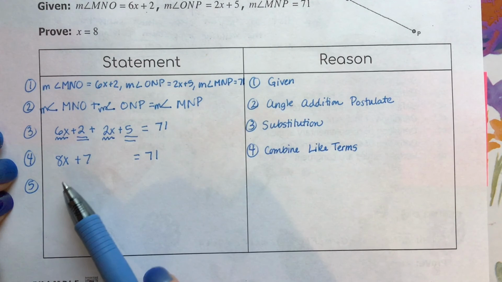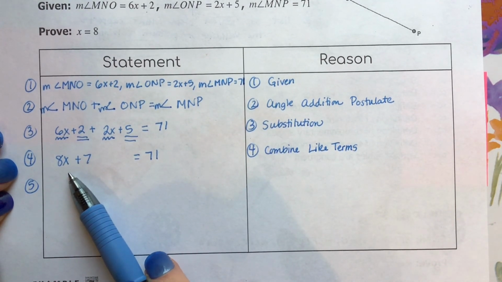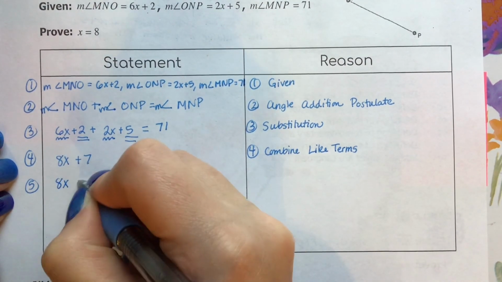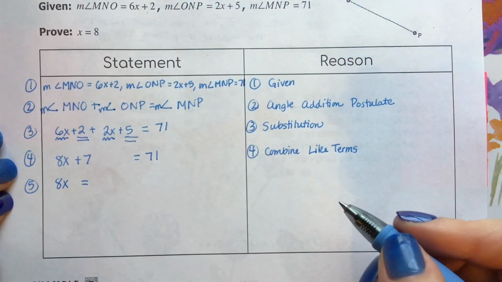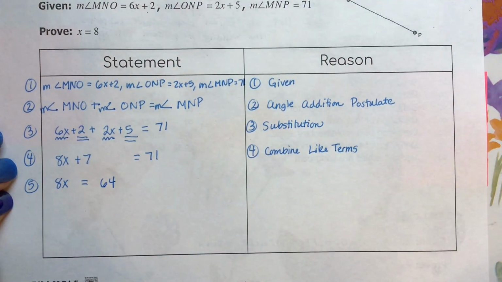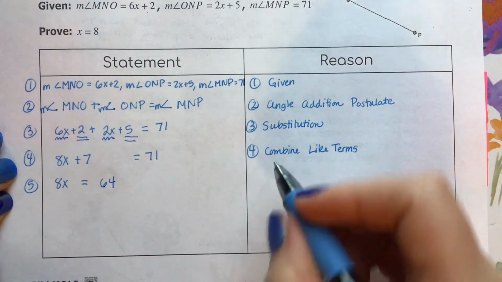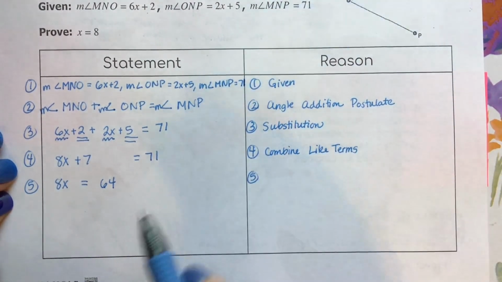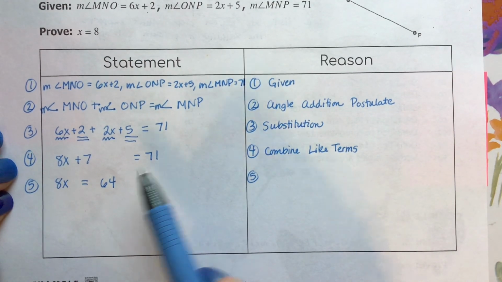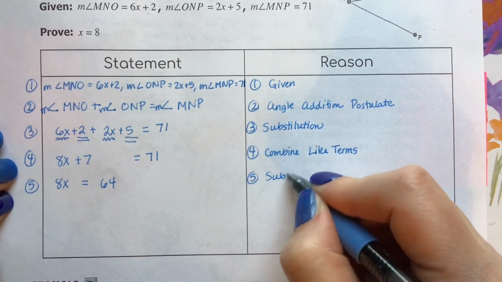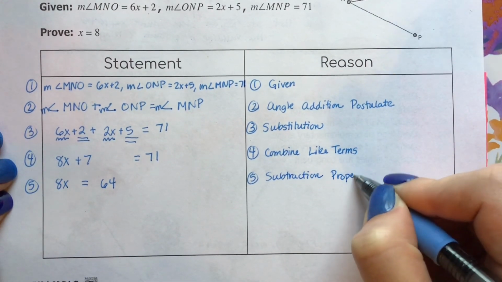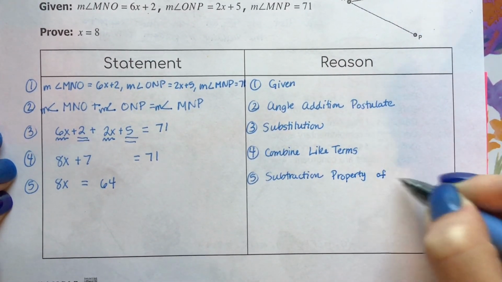Continuing to move on. Now we're trying to solve for x. So we're going to subtract 7 from both sides. And this is going to get 8x is equal to 64. So the property that I used here, I subtracted 7 from both sides of the equation, which is going to be the subtraction property of equality.